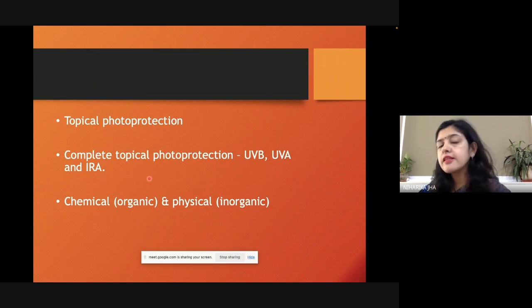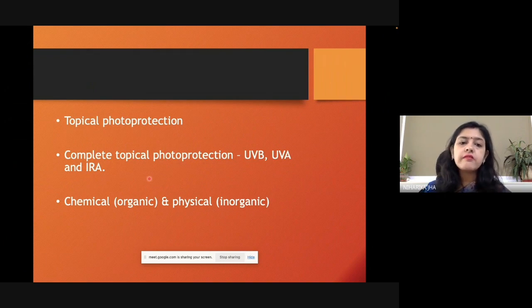Now, new sunscreens have come into the market that also protect us from the blue light. Now, what is blue light? Blue light is a light which is emitted by the gadgets, for example, our mobiles, our laptops, etc. And it has a tendency to penetrate deeper than the UVA radiation as well. So this is what complete photo protection is all about.